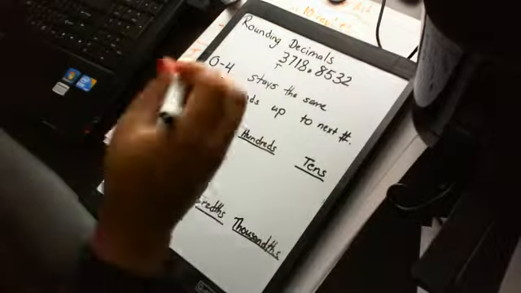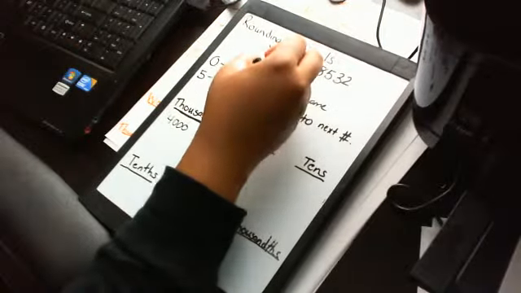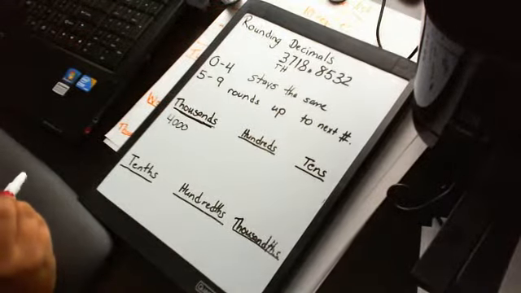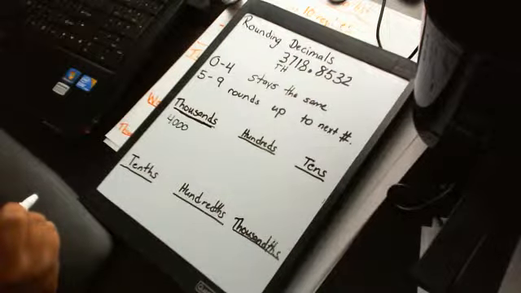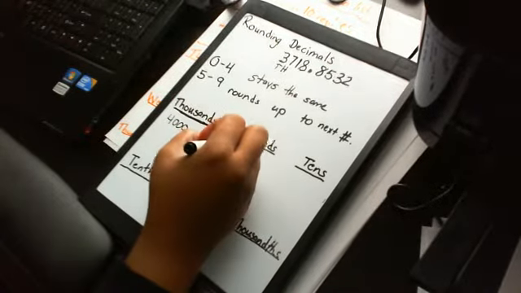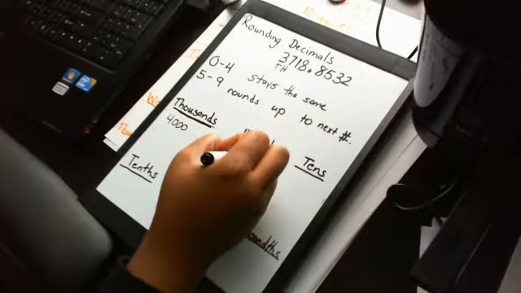Now, we move to the hundreds place. This is the hundreds. So we know that the number after the hundreds is 1. And 1 is small, so it's going to stay the same. So we would get 3,700.